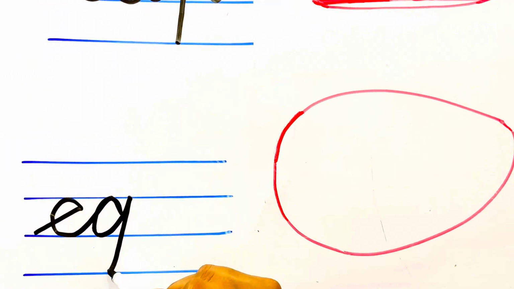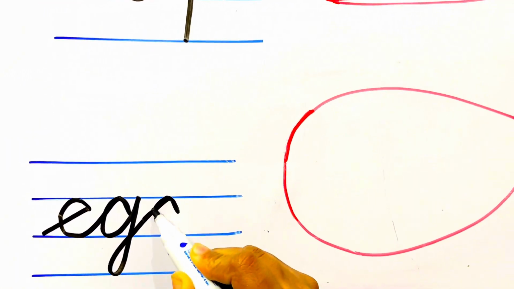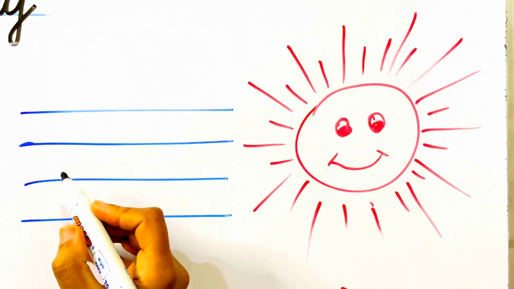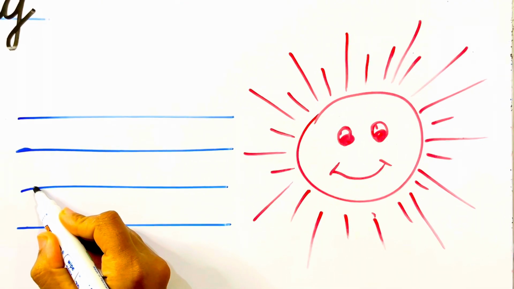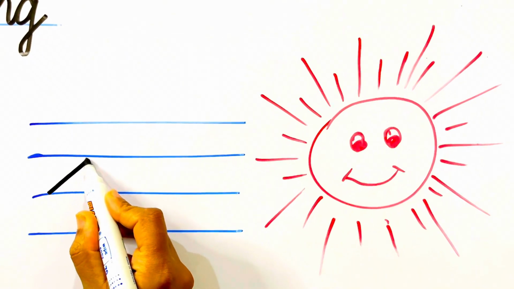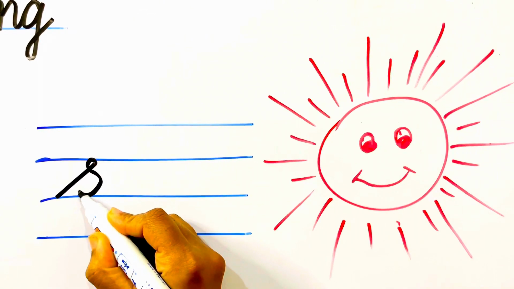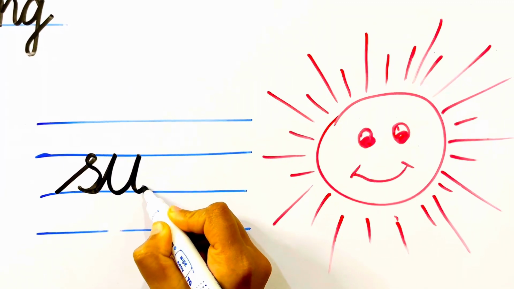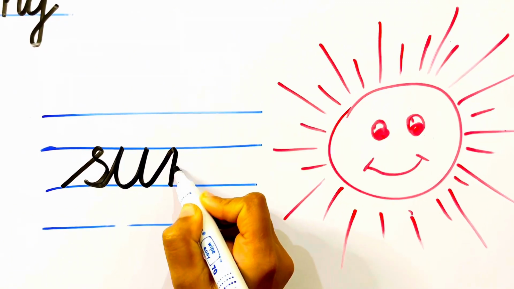Now we will write the word egg. E tails join with the slant line of G. Then G tails join with the slant line of G. Now we will write the word sun. S tails join with the slant line of U. Then U tails join with the slant line of N.